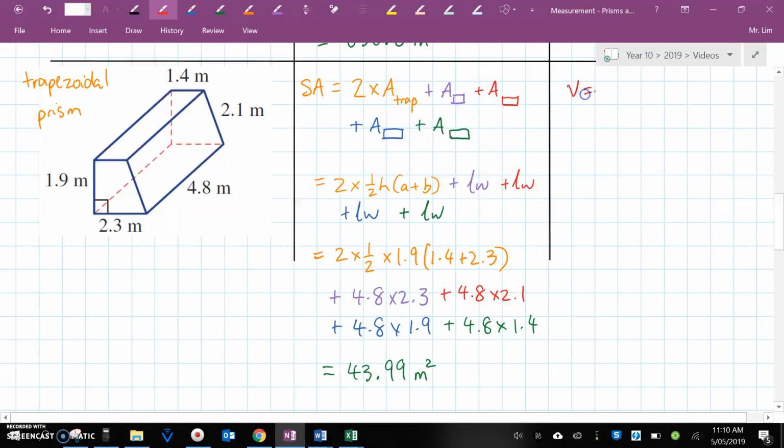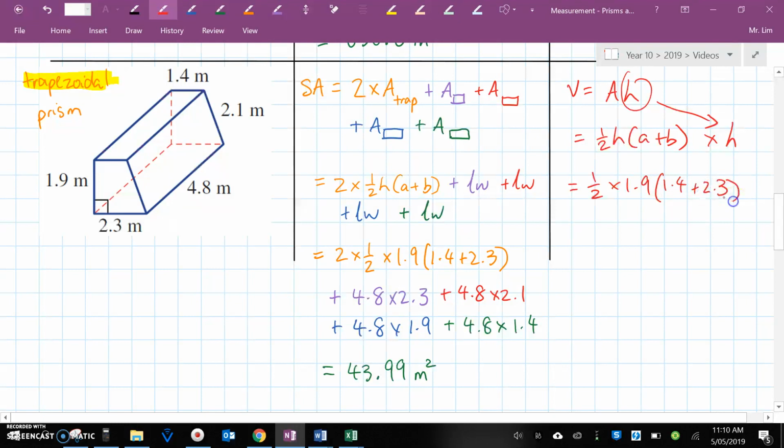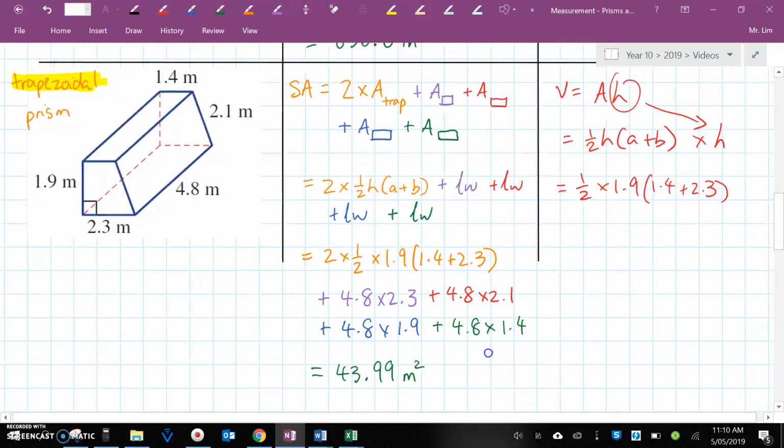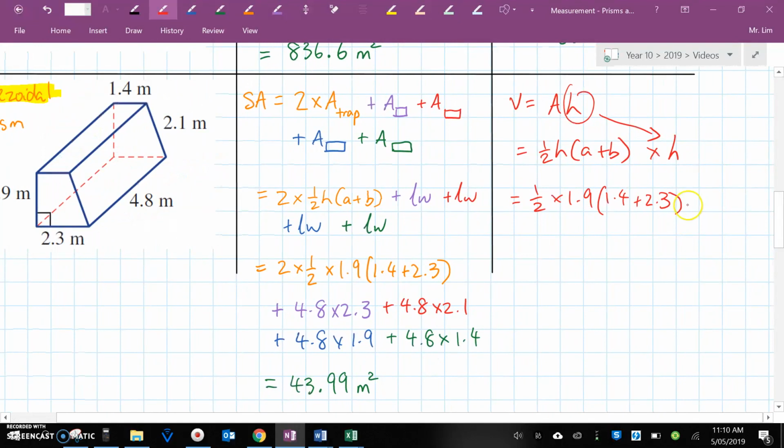The volume is equal to area of the base times the height. Because it's a trapezoidal prism, the base is a trapezium. The formula for the area of a trapezium is half height times a plus b. I'm going to multiply that by the perpendicular height of the solid. That gives us half times 1.9, in brackets 1.4 plus 2.3. They are the 2 parallel sides. And the perpendicular height of the prism is 4.8.